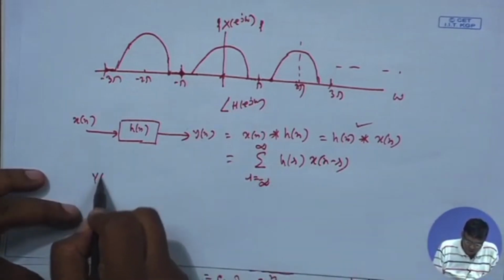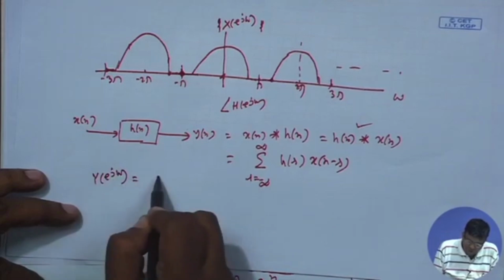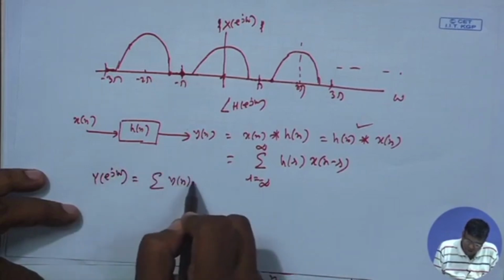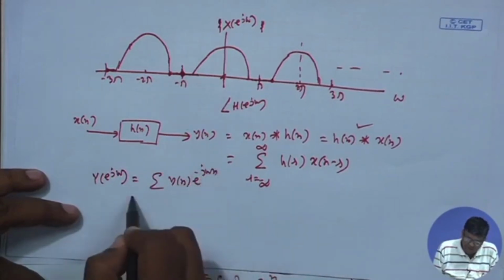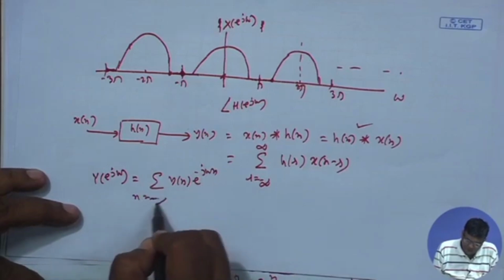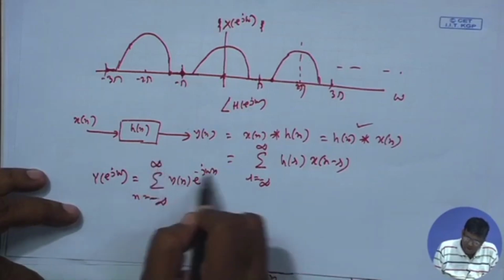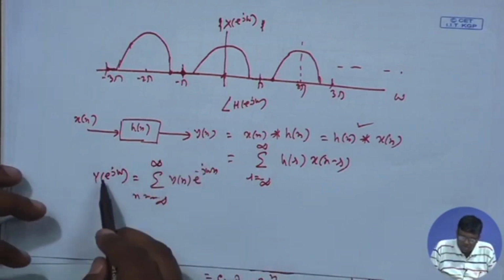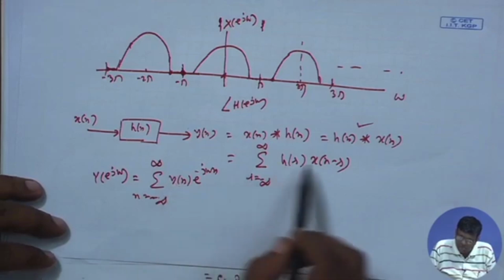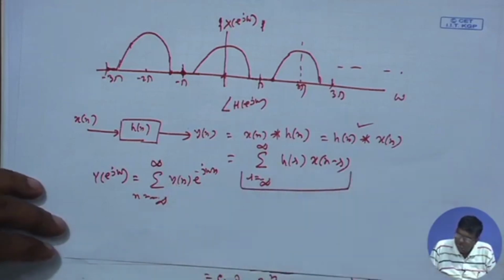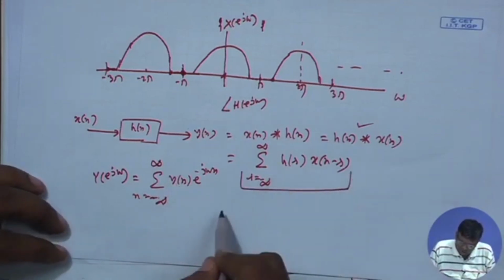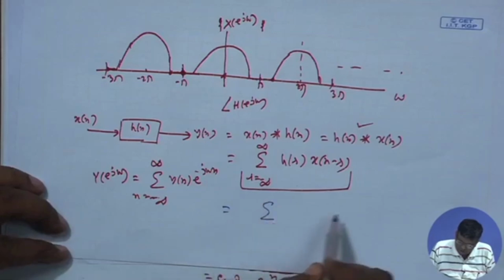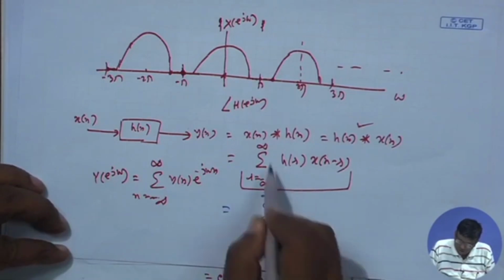So, what is Y e to the power j omega? If I compute directly, y n e to the power minus j omega n, by the DTFT formula, y n e to the power minus j omega n, that is directly you can compute the DTFT, but this y n now I replace by this much, that is, this summation comes.